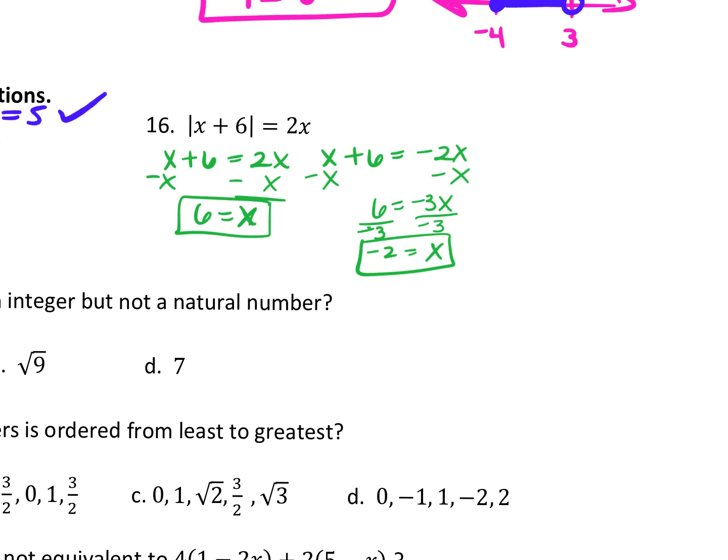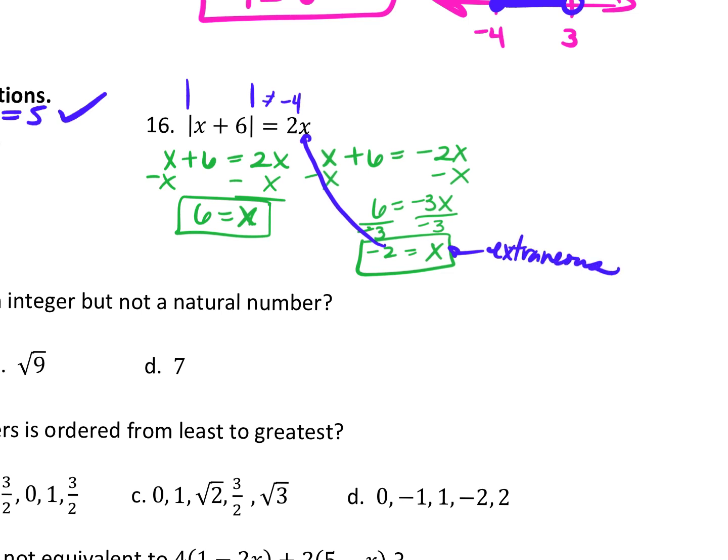This one, if you stop and look at it, maybe you can see it right away. If I plug a -2 in there, 2 times -2 is a -4. And the absolute value of something cannot equal a negative. So you should be able to see right off the bat that this is extraneous.